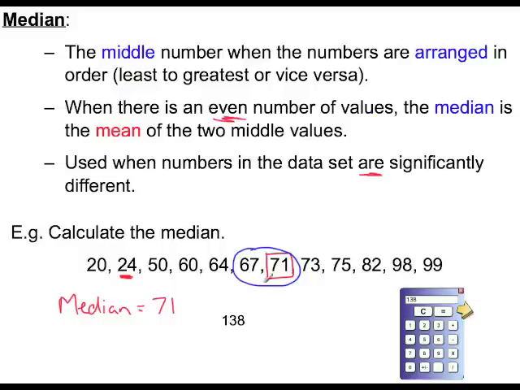So say 138. Next thing we need to do is divide by the total number of values in the data set. And in this case, we have two numbers, 67 and 71. So we're going to divide by 2. So over here we have 138 divided by 2 equals 69. So in this second example, our median is 69. So in the blue example, median equals 69.